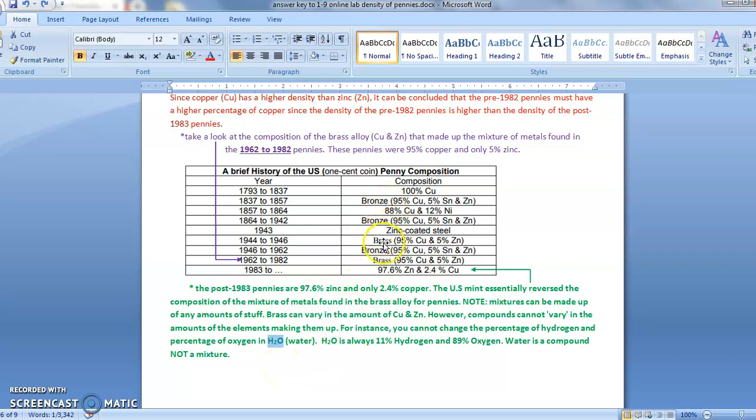We see that when we're making an alloy with a mixture, we can change the percents of things in there. When you make a compound, you are not allowed to change the percentages of things in there. Water is always H2O, which means it always must have the same percent of hydrogen and the same percent of oxygen. As we mentioned, there are 2 parts of hydrogen for every 1 part of oxygen in water. You can't change the formula of water. It is always H2O.